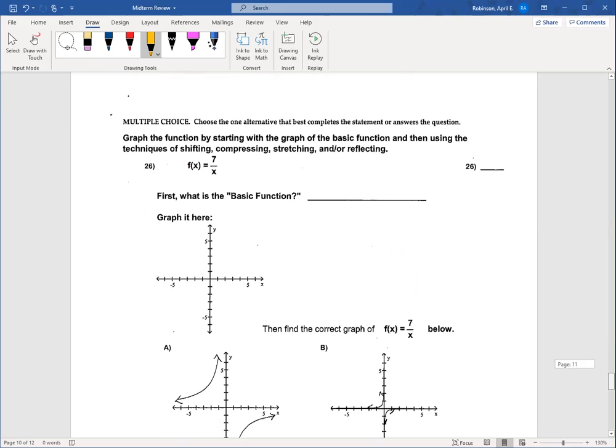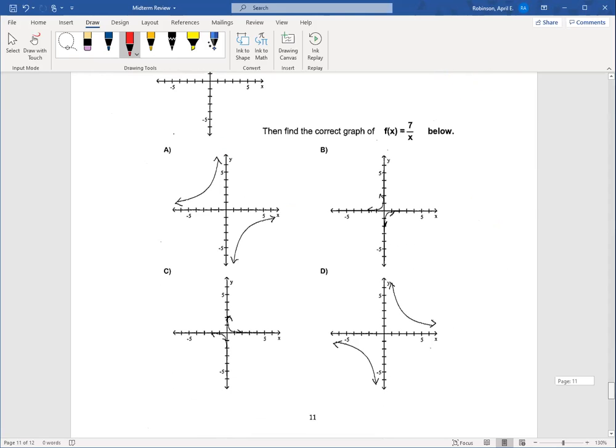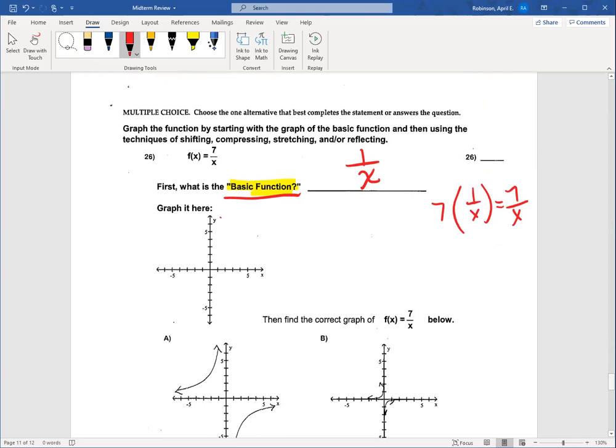All right, graph the function by starting with the graph of the basic function. First, what is the basic function? For 7 over x, the basic function will be 1 over x. Actually, let me do this in red. Basic function is 1 over x. And basically what they did is multiply that by 7, because 7 over x is the same thing as 7 times 1 over x. So it's going to shoot up against the y-axis pretty quickly. And the original basic function of 1 over x is in quadrants 1 and 3, like that.